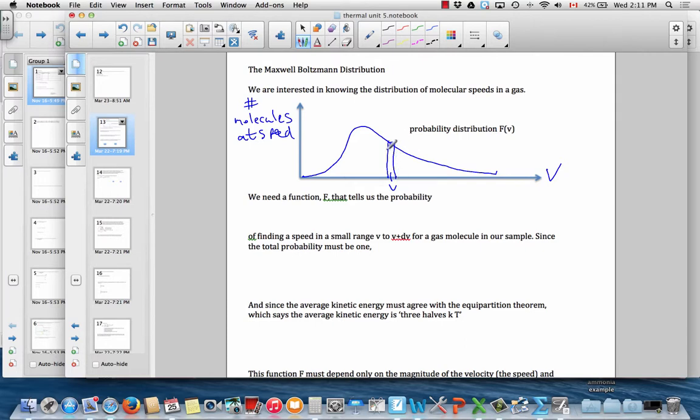the area will tell us the probability. It'll be f of v, and then the width here is dv. It's centered on the speed v, and the height, the value of that function, just tells us the probability density. Then we multiply by dv, and we actually get the probability. And it's the area of that rectangle.